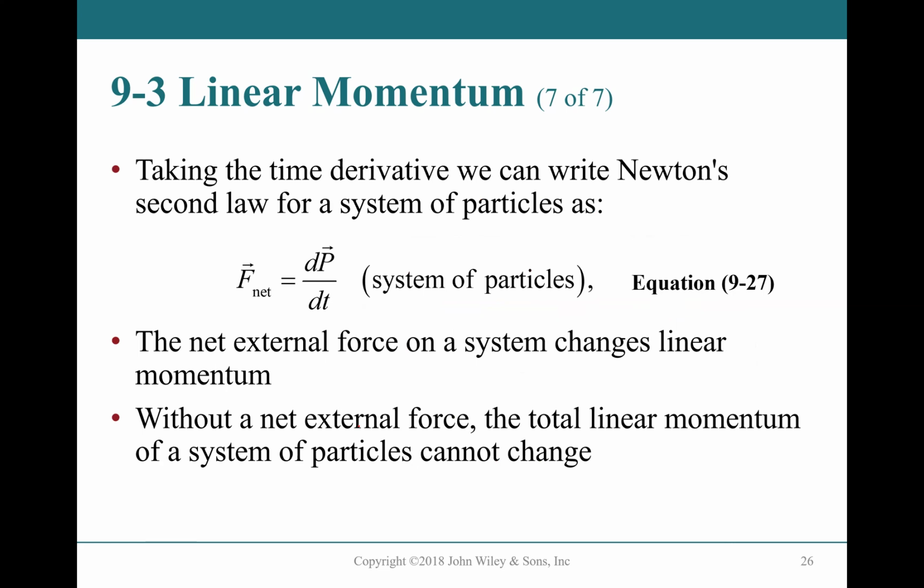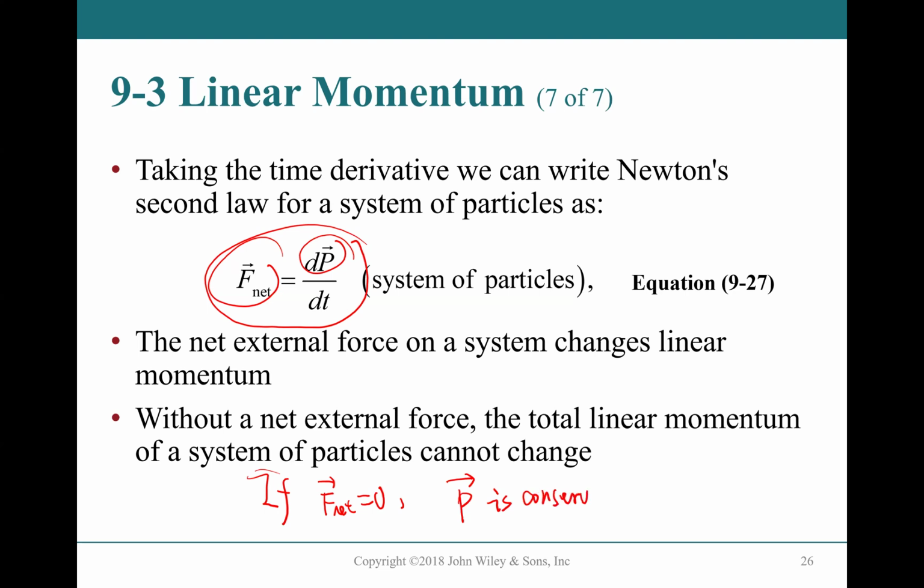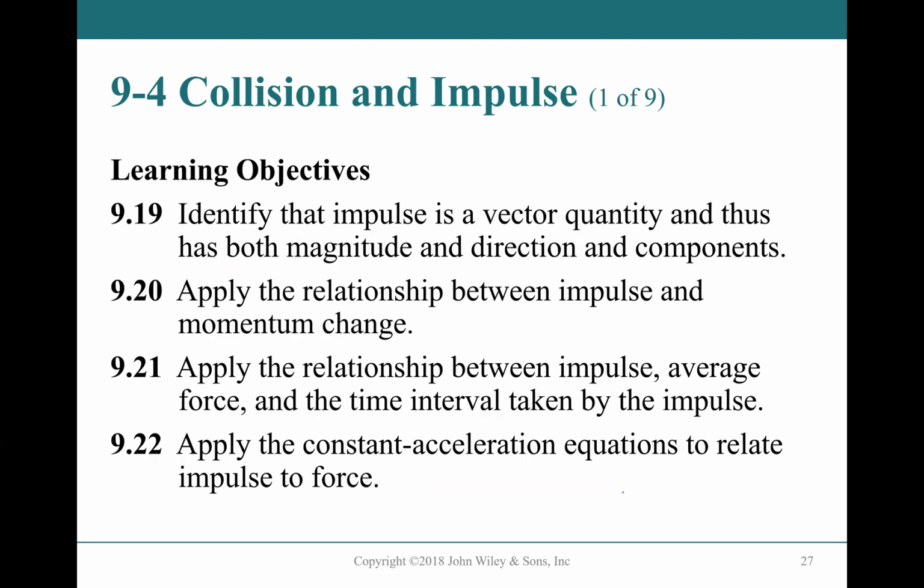And then, taking the time derivative, we write Newton's second law as this. We derived this before for a system of particles. The net external force on a system changes linear momentum. So this net force changes P. Without a net external force, the total linear momentum of a system of particles cannot change. So if F net equals 0, then your momentum is conserved. It will not change.